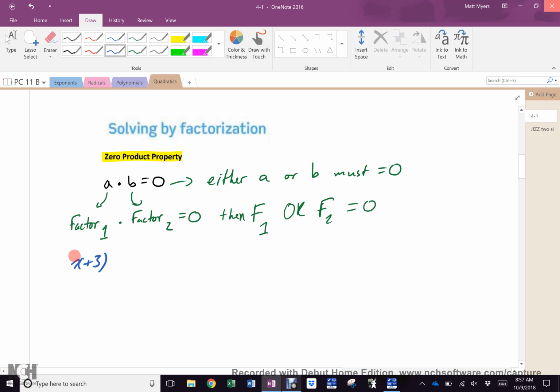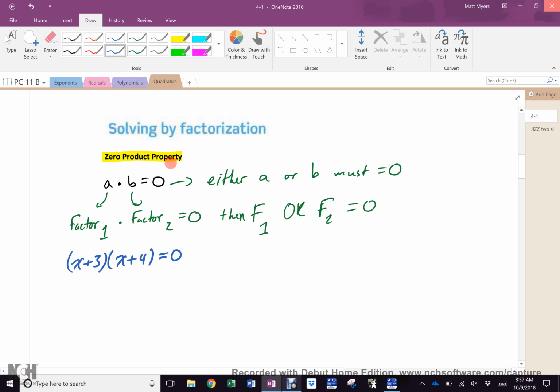So then what we do is this: x plus 3 times x plus 4 equals 0. Is that a single factor? Yes or no? It is. Of course it is, because the brackets group them together. And if you know what x is, then this is a single number, isn't it? So this is a factor and this is a factor.